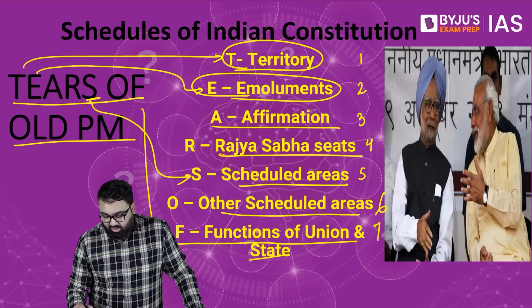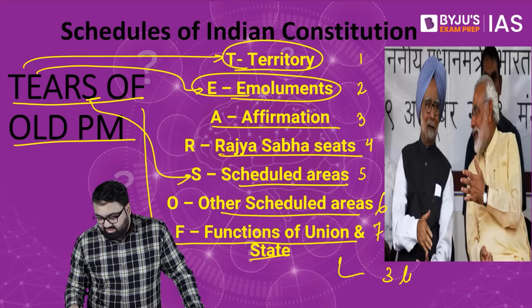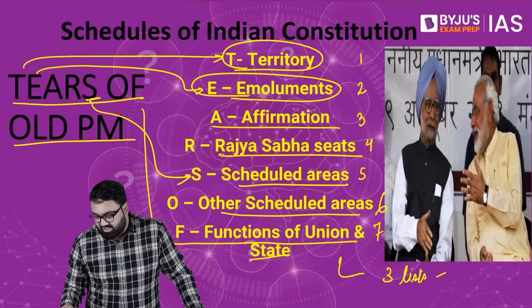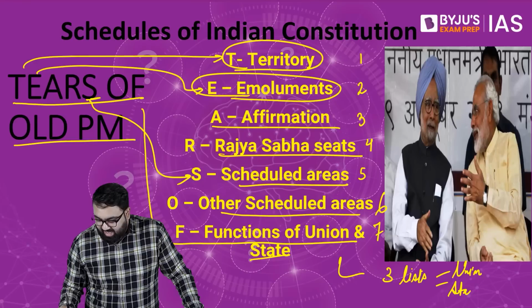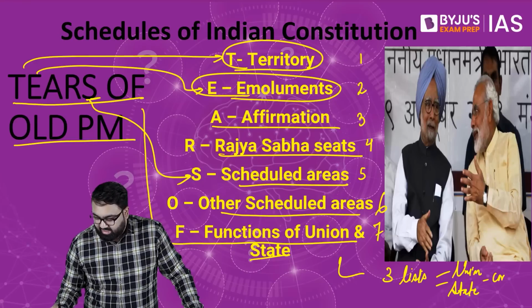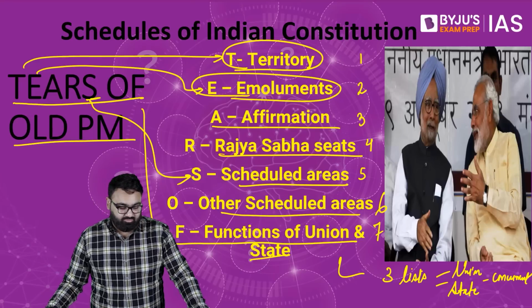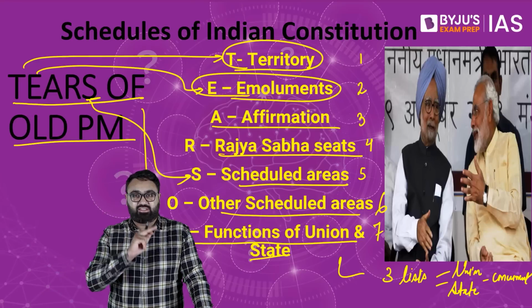As you know, Schedule number 7 has 3 different lists which divide the functions of the union government, of the state governments, and then we also have the concurrent list where some common functions are given for both types of governments. These are the first 7 schedules.